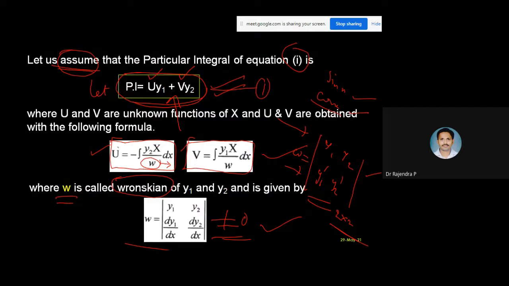Yes, you can exchange. v is equal to this formula and u is equal to this formula. Doesn't matter. But that minus is coming from the derivation itself. Okay? Yes, sir. You can use this particular integral either u or v, no problem. You can exchange. It is allowed, no problem.